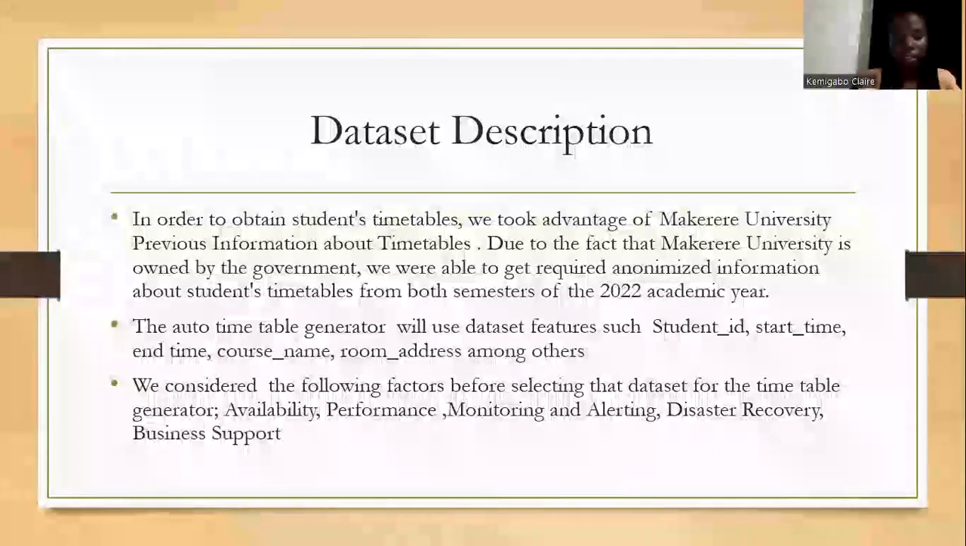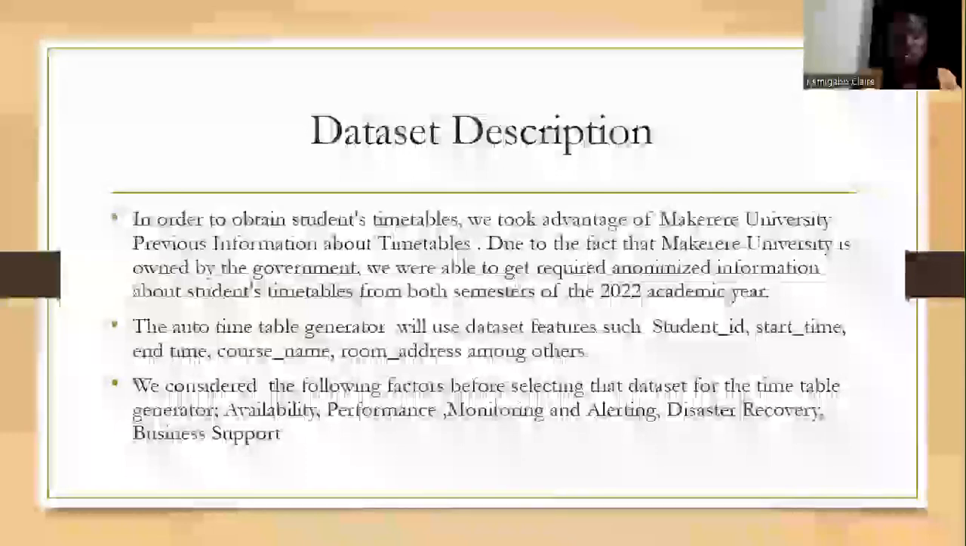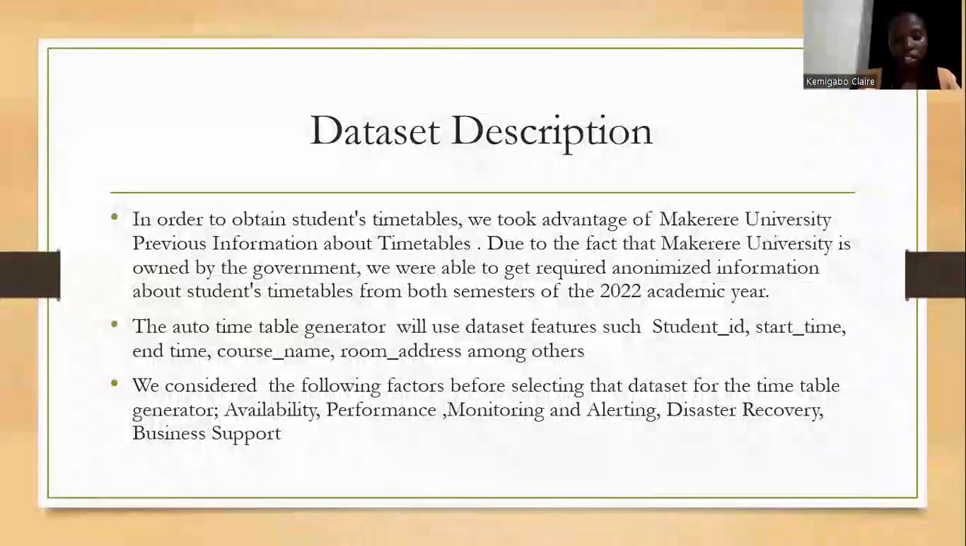That is, availability: is the dataset available and accessible? And then the performance: how does it really perform? Does it bring the desired results? Or monitoring and alerting. As we told you, we're going to put in a view where students are given alert messages. For example, when they have a lecture, maybe 10 minutes to the lecture, they'll be receiving messages alerting them that you have a lecture at this time.